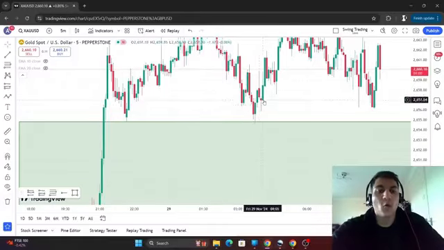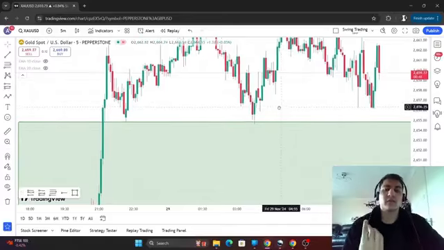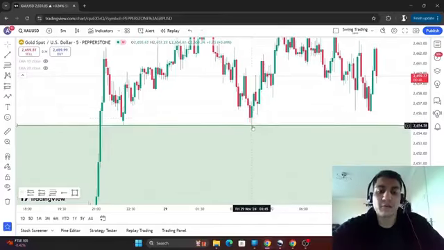Now at this point, we're just looking for a bullish fair value gap to form. Right, we're in a key time of day. We're looking for a fair value gap to form, right? Looking for a bullish fair value gap because we respected this.